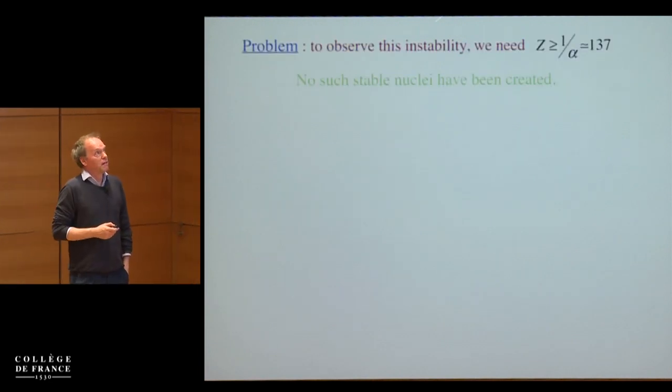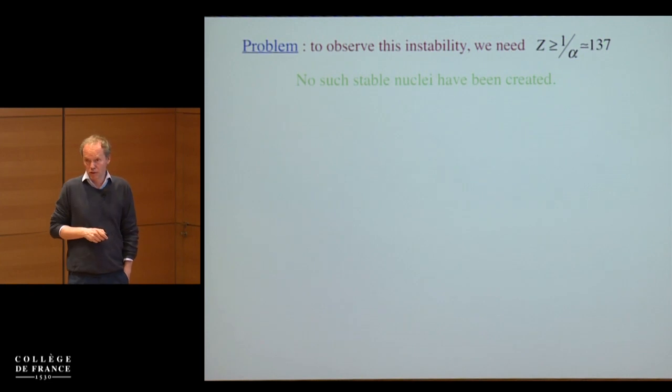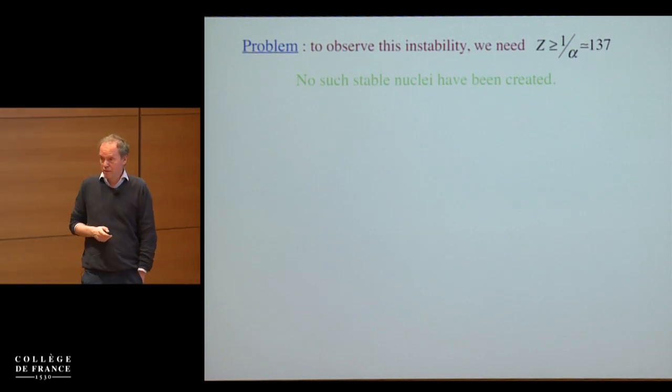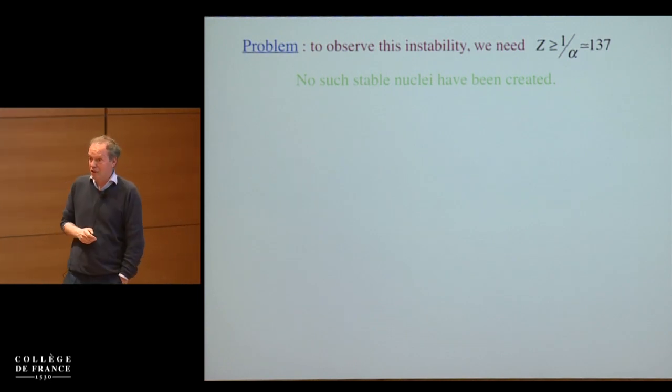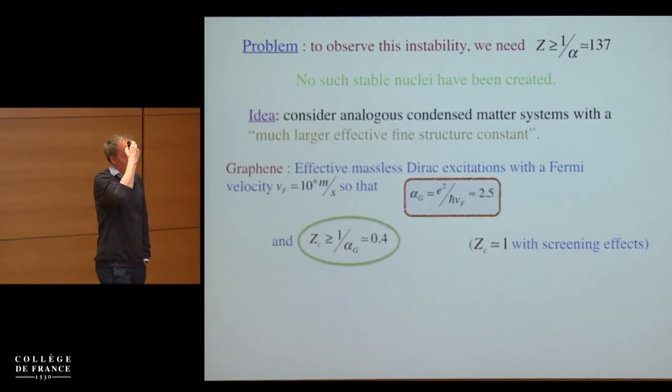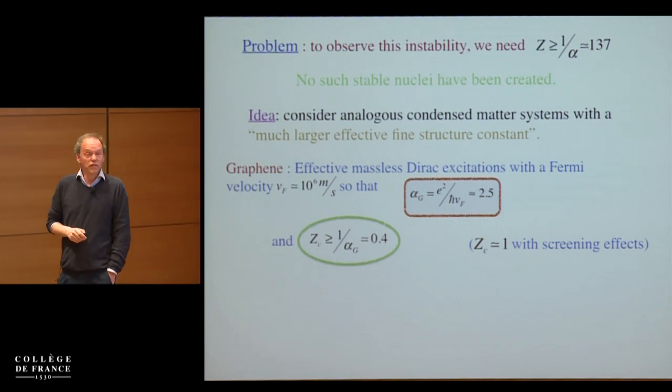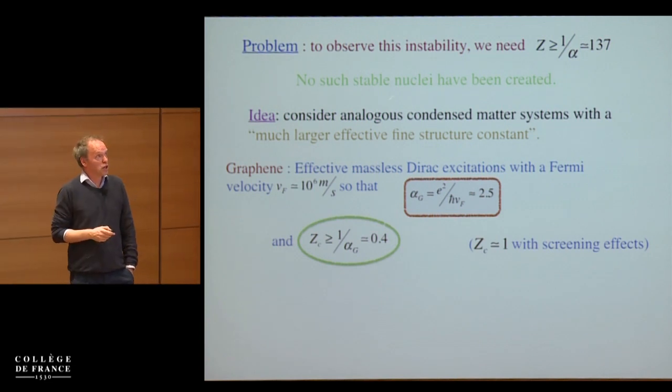The problem is that in order to observe this instability, we need to fulfill the condition that Z alpha is larger than 1, which means that Z, the charge of the nucleus, is larger than 1 over alpha, which is of the order of 137. But we don't have such stable nuclei at our disposal, which means that it's difficult to see this instability.